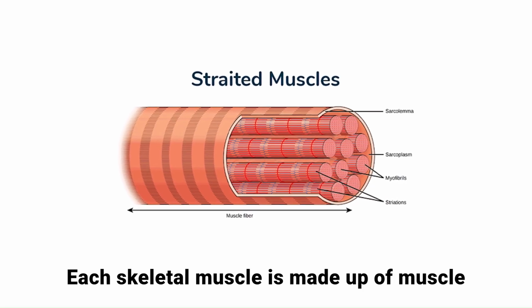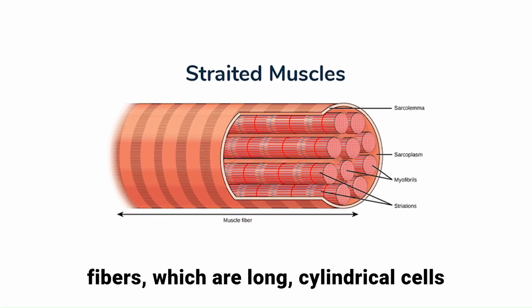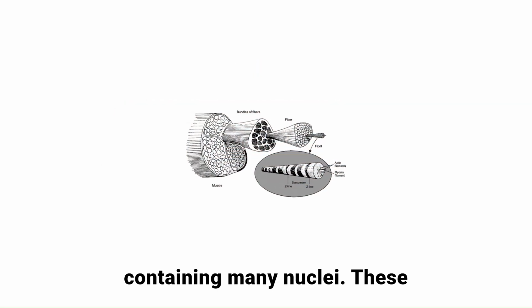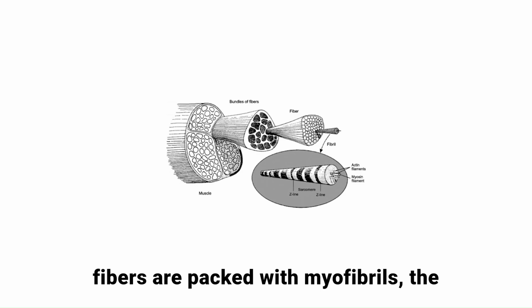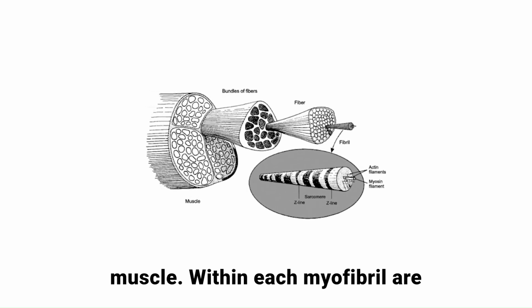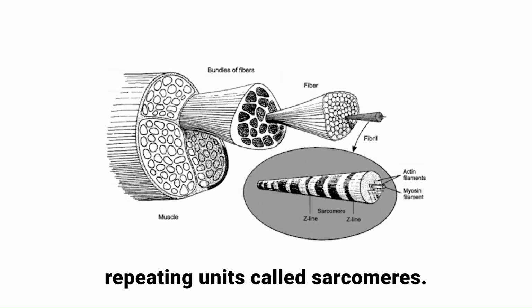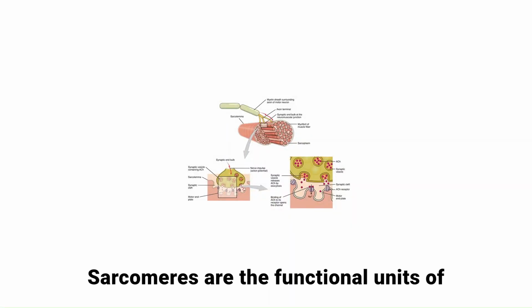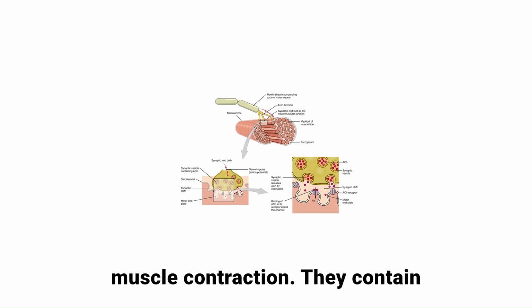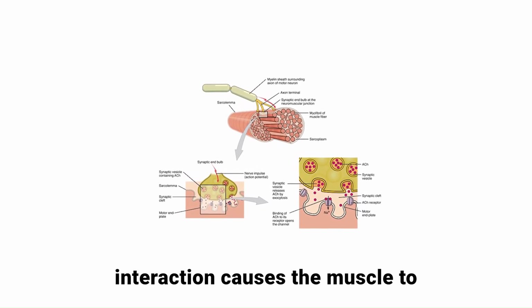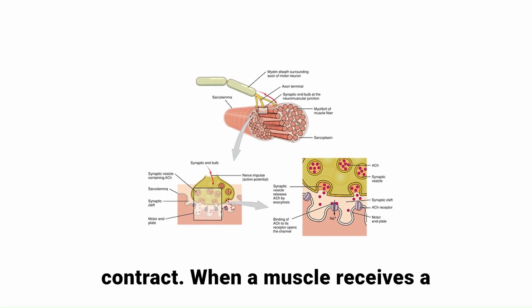Each skeletal muscle is made up of muscle fibers, which are long, cylindrical cells containing many nuclei. These fibers are packed with myofibrils, the actual contractile elements of the muscle. Within each myofibril are repeating units called sarcomeres. Sarcomeres are the functional units of muscle contraction. They contain actin and myosin filaments, whose interaction causes the muscle to contract.